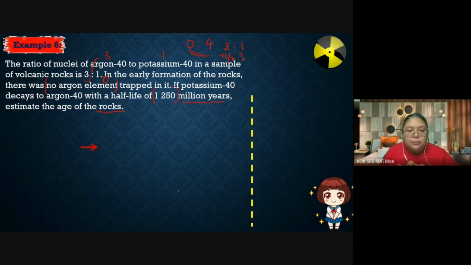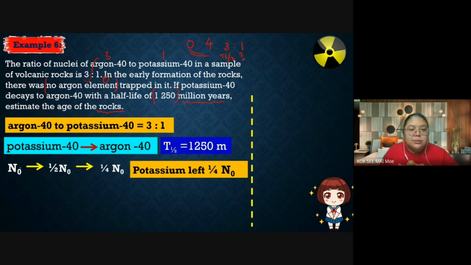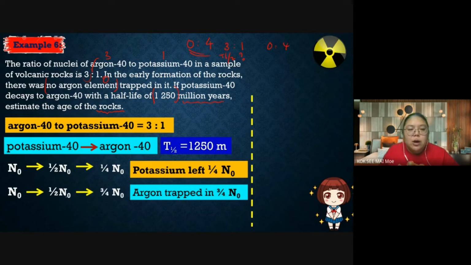Now we're going to show argon to potassium, starting and finally. I want 3:1, potassium-40 to argon. So the half-life is 1,250, which is from the question. From the start, potassium goes to 1 over 4. I want potassium to be left with only 1 out of the 4, because we started with 4, 0, 4. So finally I want 1 over 4 from the original.